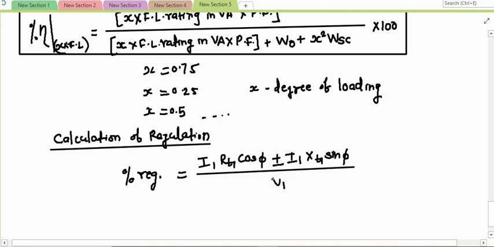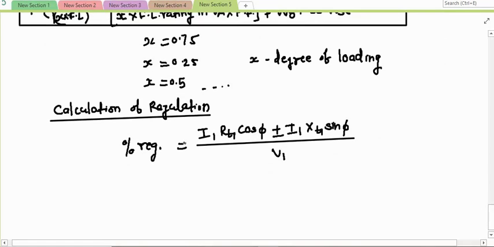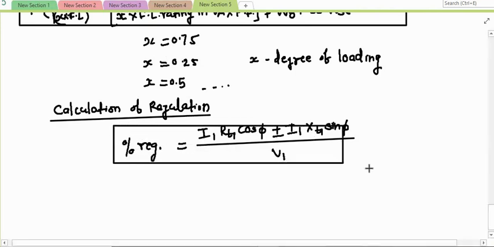What is V1? Rated voltage of the primary. What is I1? Rated full load current of the primary. What is RT1? RT1 is the total effective resistance of the transformer referred to the primary side. From which test you will get this? From the short circuit test. Cos phi at a desired power factor you can find out the regulation. Similarly, XT1 you will get from the short circuit test. So this formula you have to use for finding out the regulation.